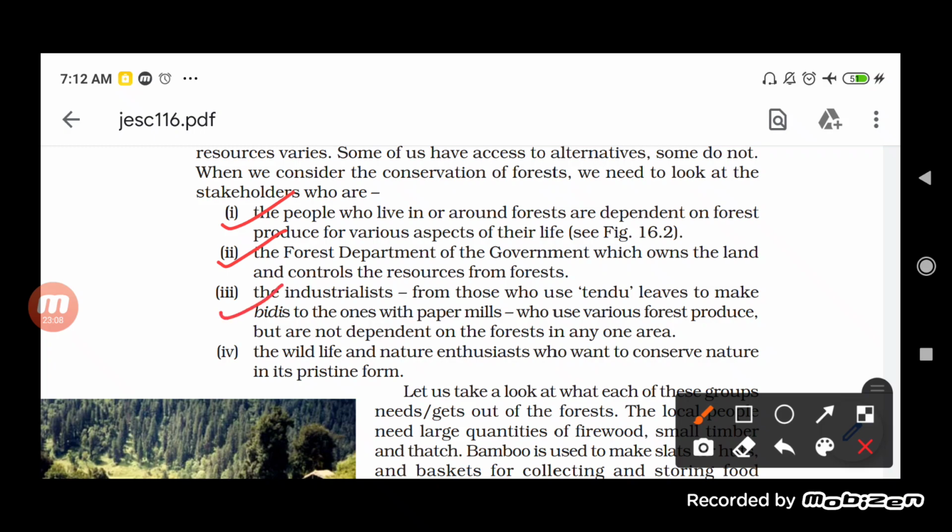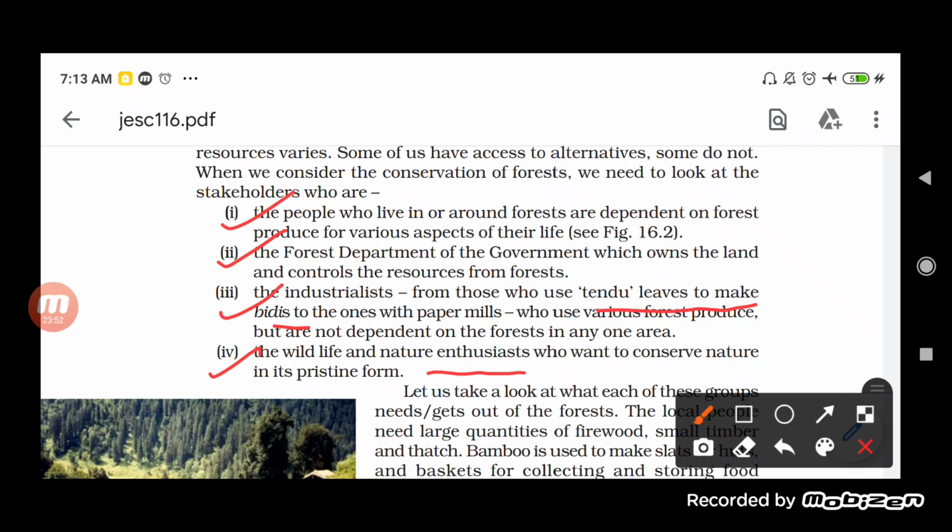The third one is the industrialist. Yes, the industrialists who use various forest products for their factories, such as wood for making paper and furniture, tendu leaves for making beedies. So they are dependent on forest for the forest products, so that they can produce a lot of products with the help of the forest resources. That is industrialists. And the fourth one is the forest and wildlife activist, which we also call the wildlife nature enthusiasts.